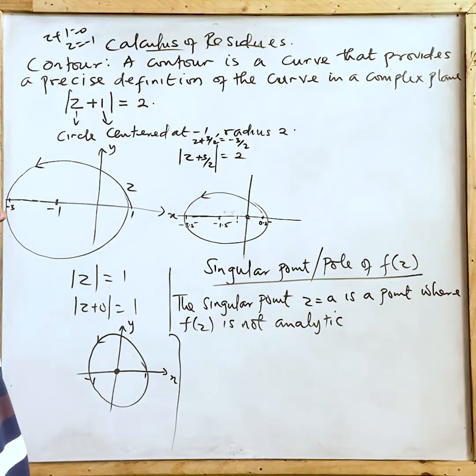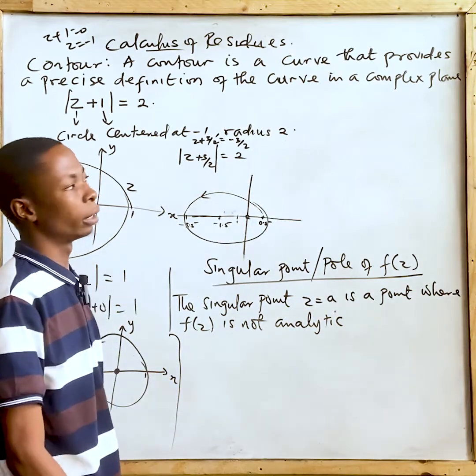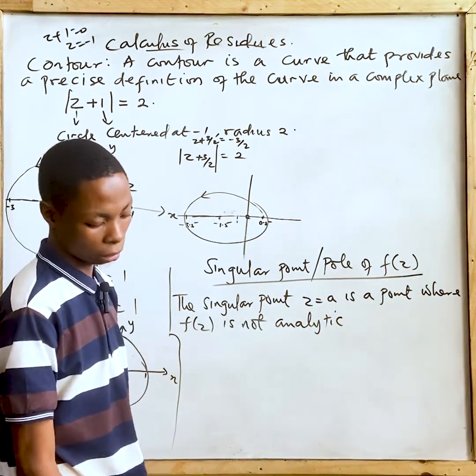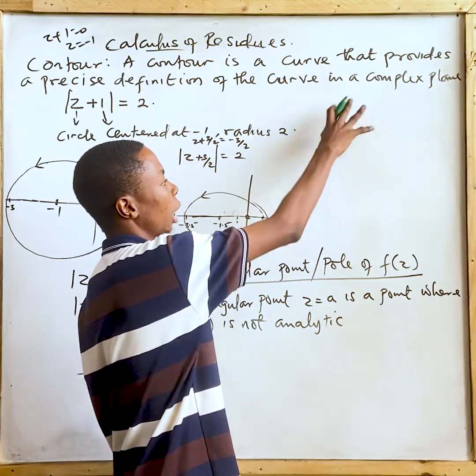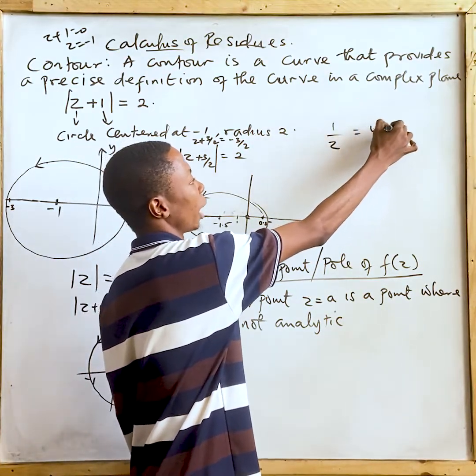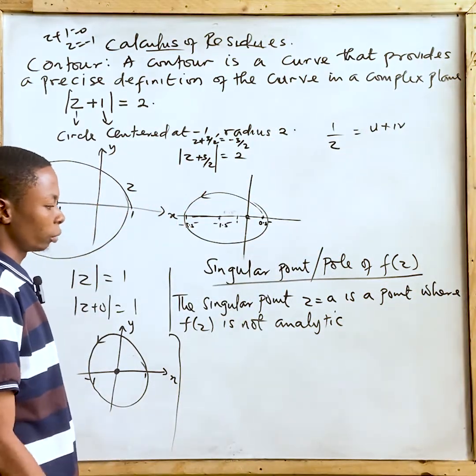So how do we know that this function will not be analytic? If you remember from our complex variables, how do we test for analytic? We take the partial derivative. I say f of z equals 1 over z. I will express it in terms of u plus iv. Then I will take the partial derivatives in the Cauchy-Riemann equations.